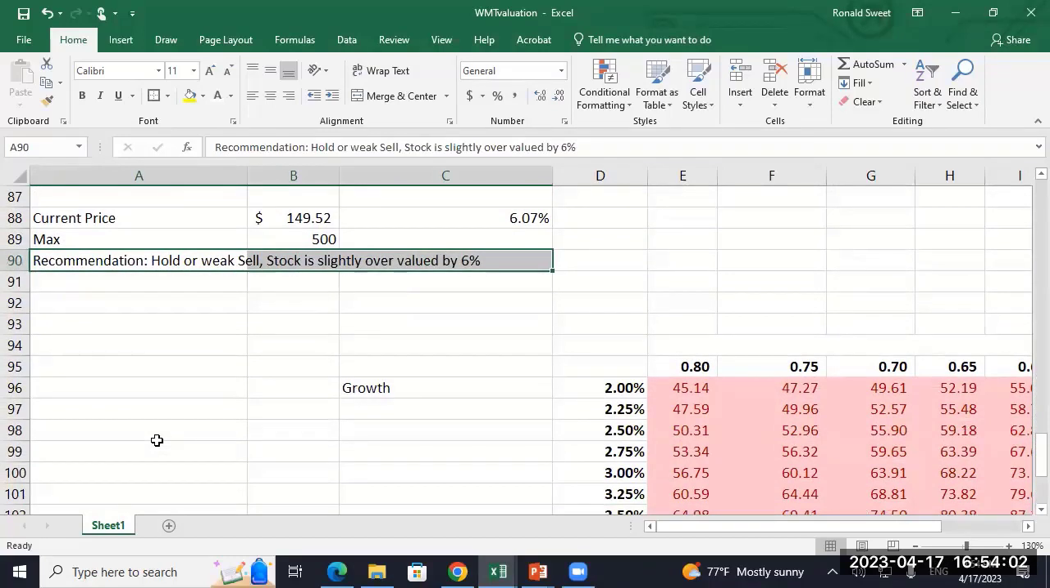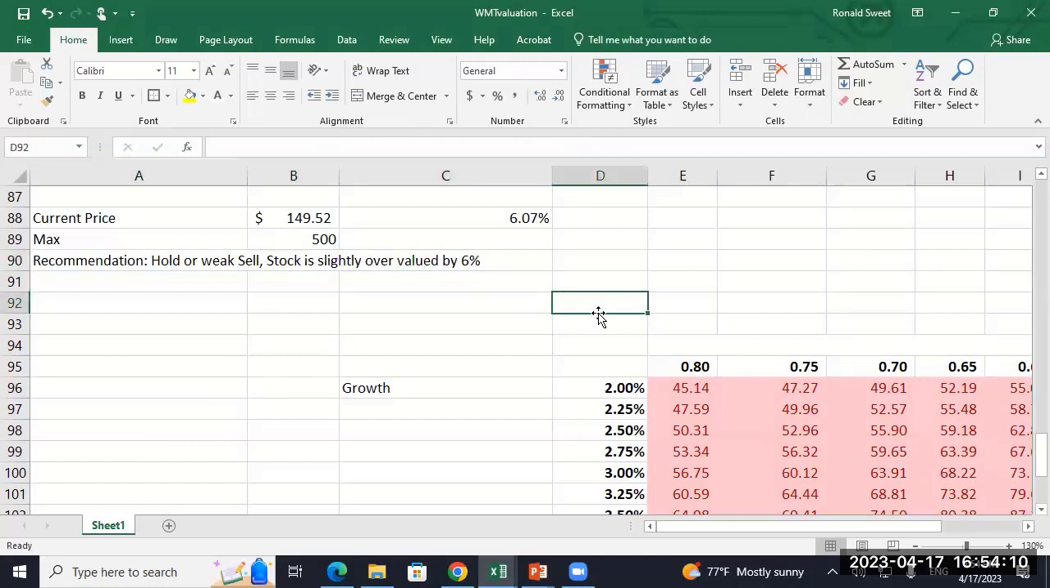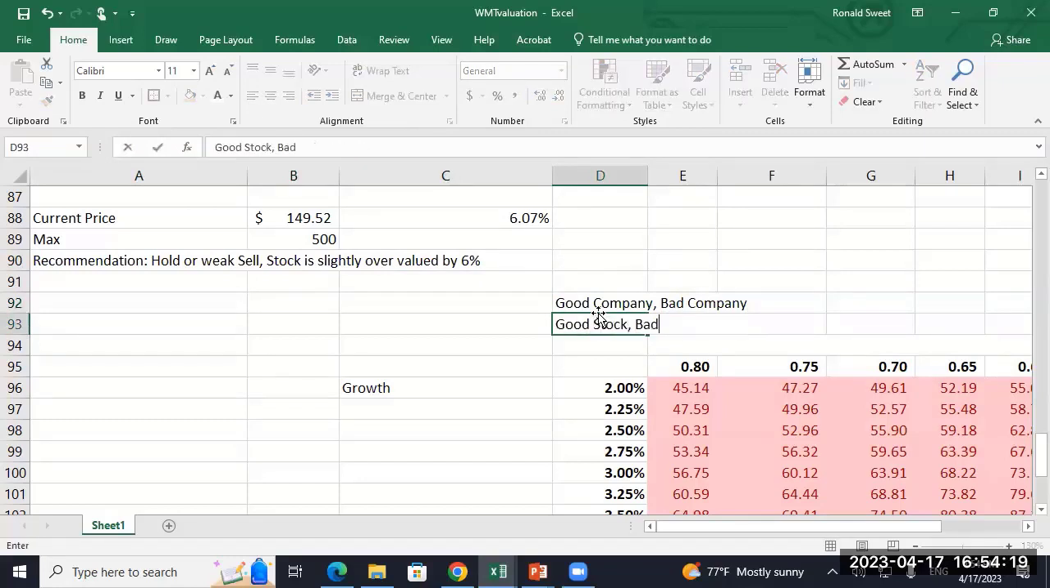Now, some of y'all gave me a recommendation in paper two. I'm not sure how you did that because you didn't do a valuation. You know, there's a difference between good company, bad company, and good stock, bad stock. Is it possible to be a good company and a bad stock? Absolutely. It's a great company, but it's grossly overvalued. Can you be a bad company and a good stock? Yeah, maybe that's where Macy's is right now, right? Macy's is a really, really cheap stock. Why? Because they're in malls. No one wants to go to malls. But they're really, really cheap.